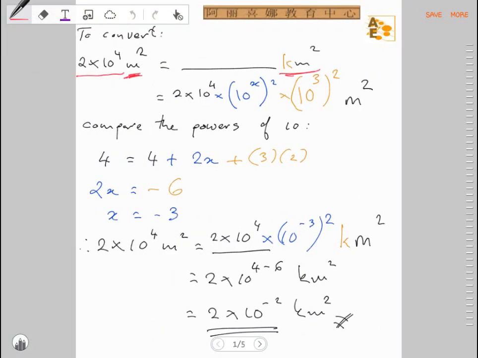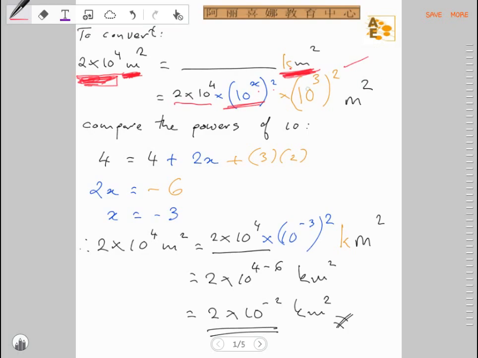Right, the first question. We are required to convert 2 times 10 to the power 4 square meters into square kilometers. How are we going to do that? Simple. Whatever base unit we're given, 2 times 10 to the power 4, you repeat it again. And you see the blue ink here? I've written 10 to the power of x, and you square it. After that, the kilo is 10 to the power of 3, and you also square it.